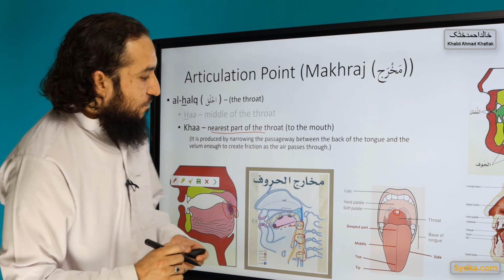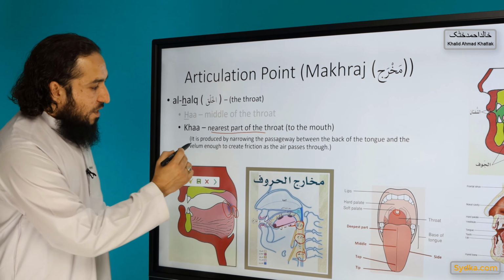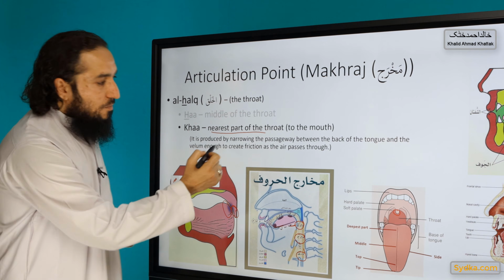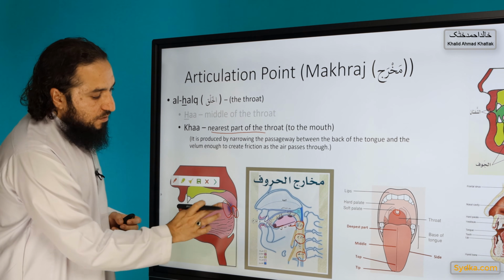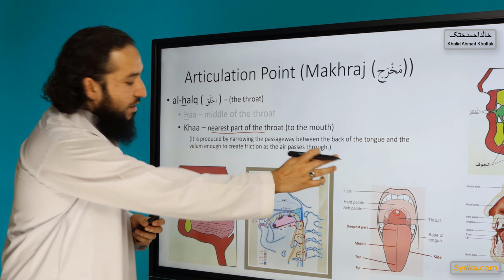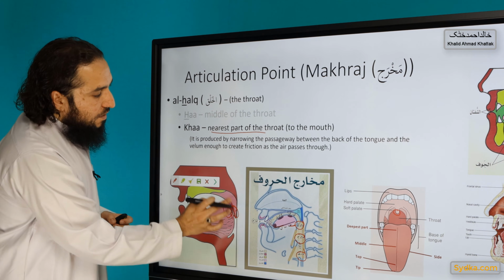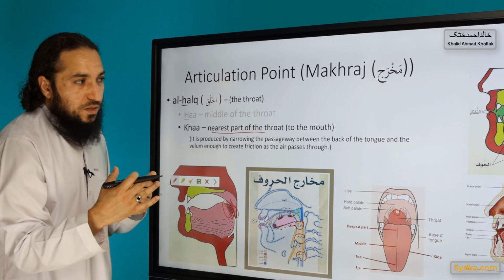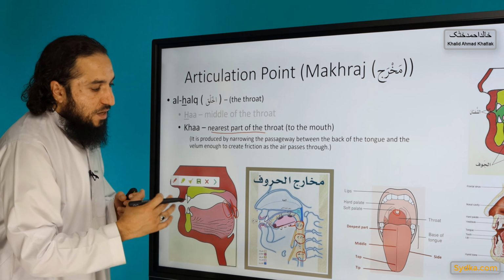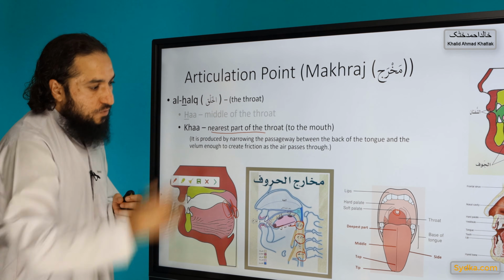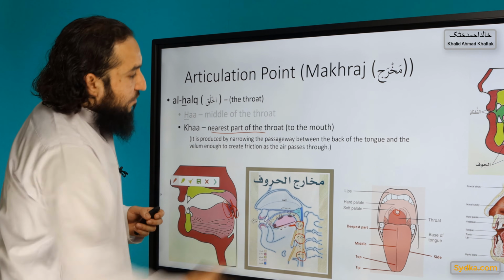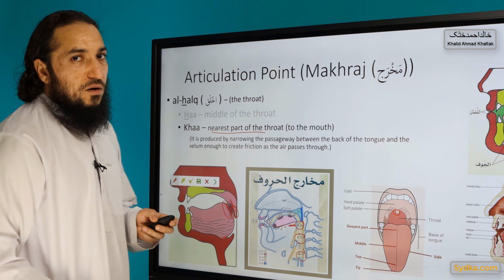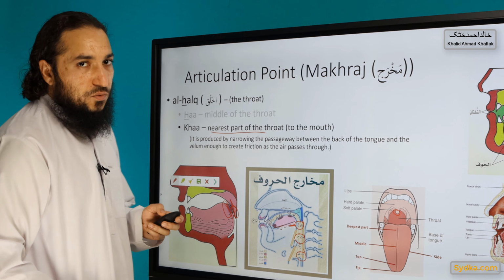Again, it is produced by narrowing the passageway between the back of the tongue and the velum, and when they create friction as the air passes through, this is the articulation point for Khaa, or the sound Kh.